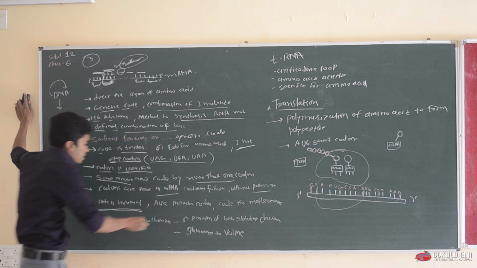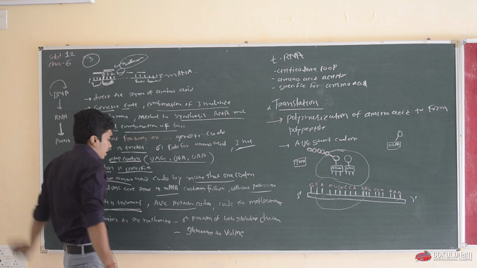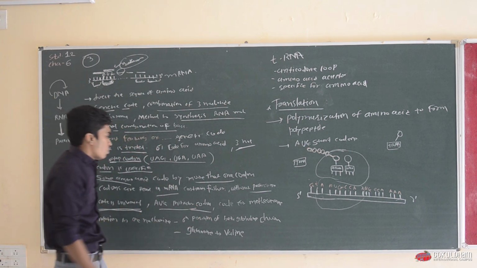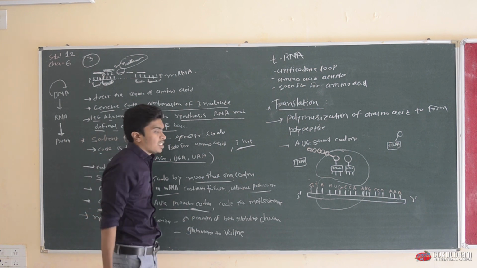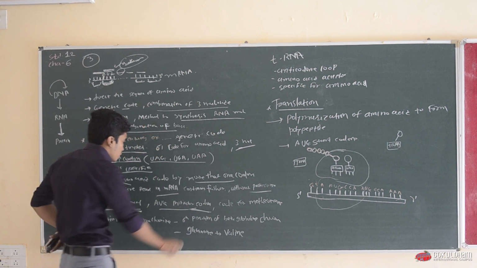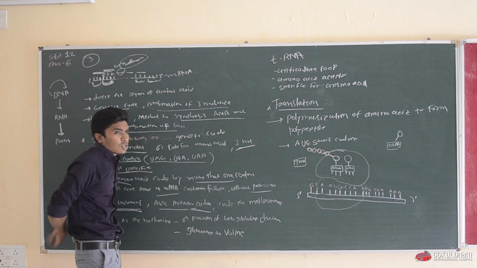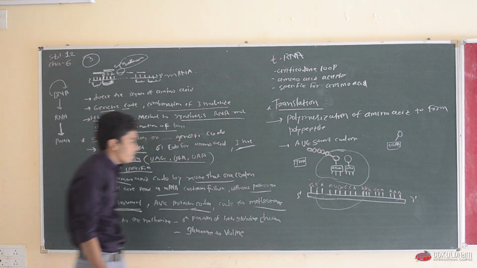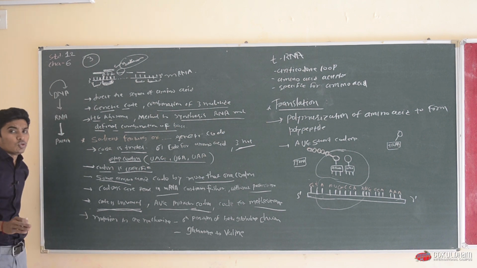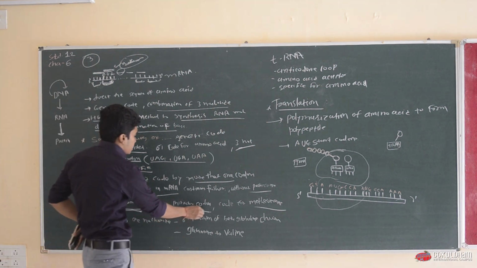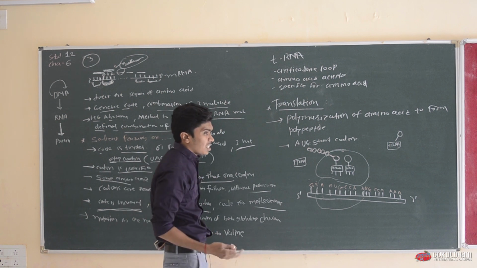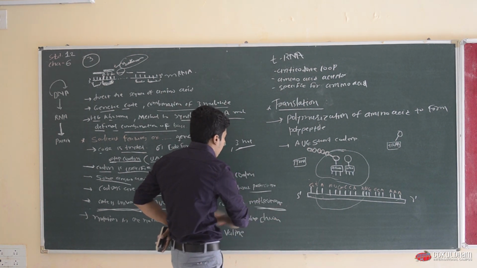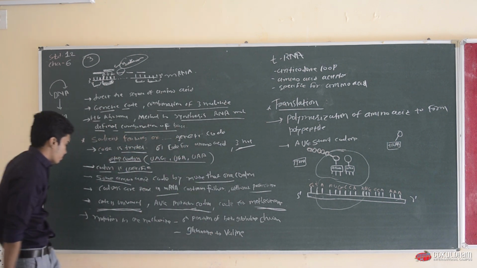Now, AUG is known as the initiator codon. This can be asked in the exam: which codon is known as the initiator codon? AUG is known as the initiator codon and it codes for methionine. This AUG codon initiates the translation, and it codes for methionine.